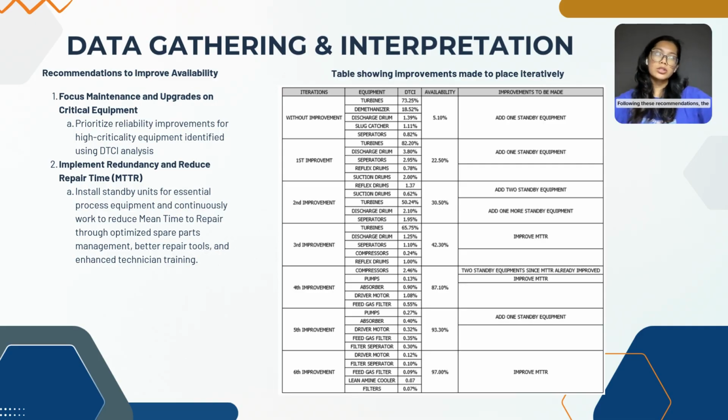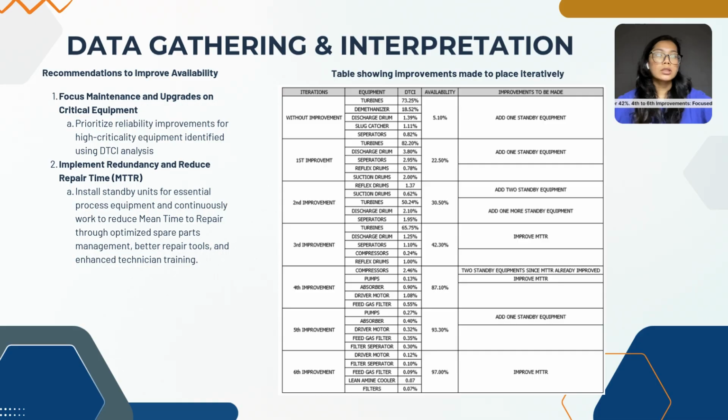Following this recommendation, the improvements were introduced iteratively as shown in the table. Without improvement, the turbines alone accounted for about 73% of downtime, with the plant's availability at a very low 5.1%. For the first improvement, we added one standby unit for each of the turbines, discharge drums, separators and others, raising availability to 22.5%. For the second and third improvement, further redundancy was added to the reflux and suction drums, and MTTR was improved for turbines and compressors, gradually increasing availability to over 42%.